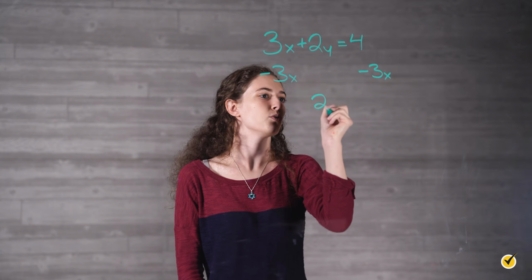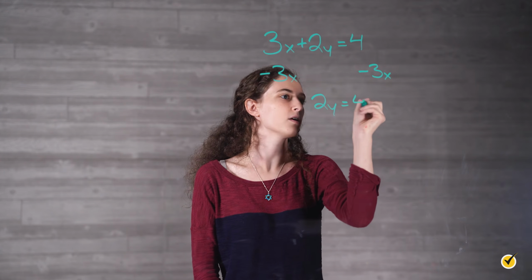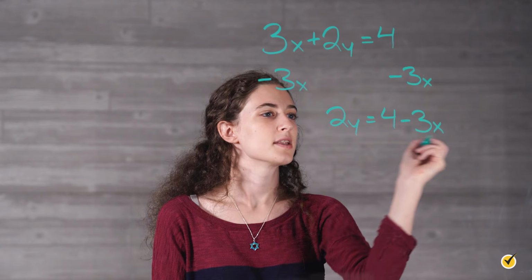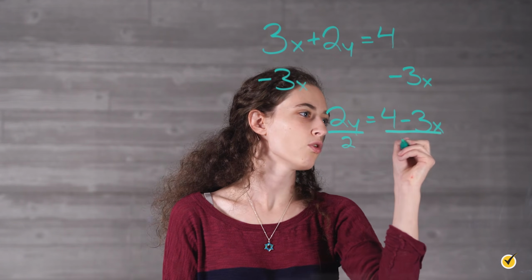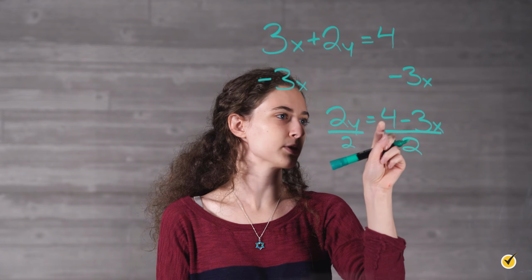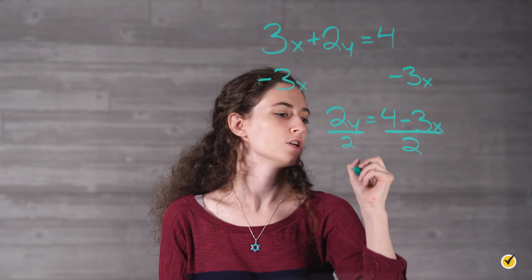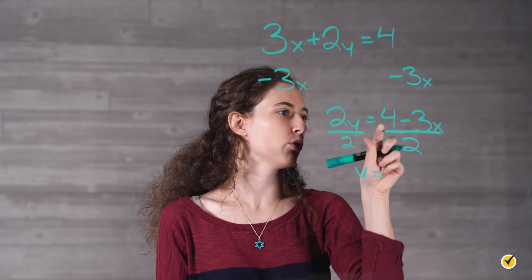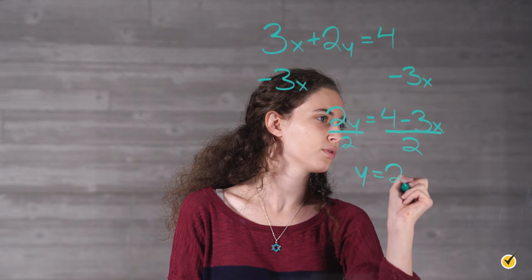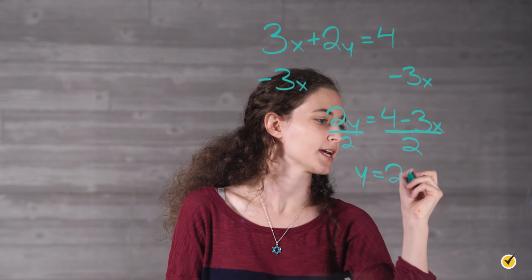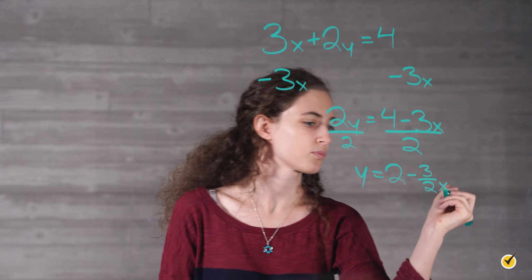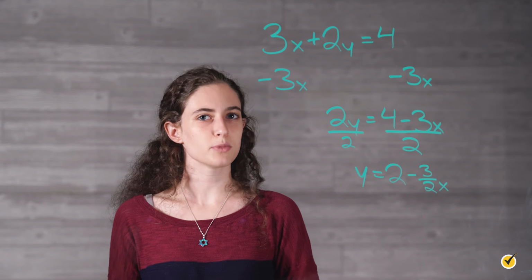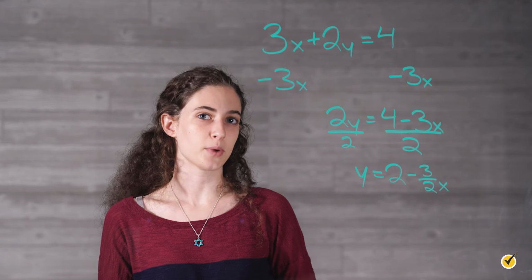This gives us 2y is equal to 4 minus 3x. Now we want to divide by 2. When we divide the whole equation by 2, it's also the same as dividing each part by 2. So we're going to do y equals 4 divided by 2 is 2, minus 3x divided by 2 is negative 3 halves x. Now this equation looks similar to what we want, but it's not quite right.